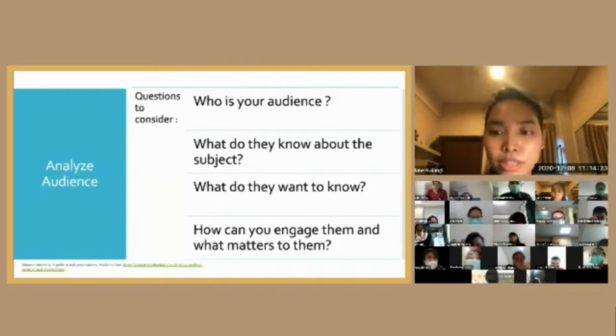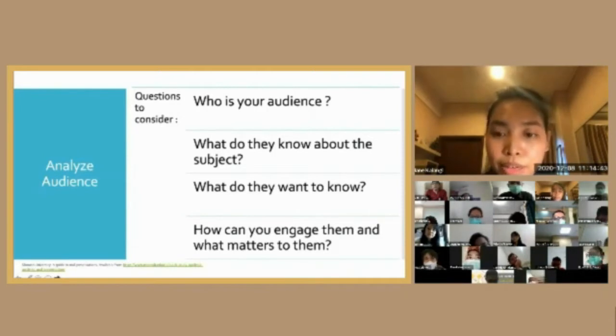Once you know who your audience will be, then you should have a fair knowledge of how much they know about the subject that you'll be presenting. And the third question is, what do your audiences want to know, how are you able to engage your audience, and what are the subjects that matter to your audience?